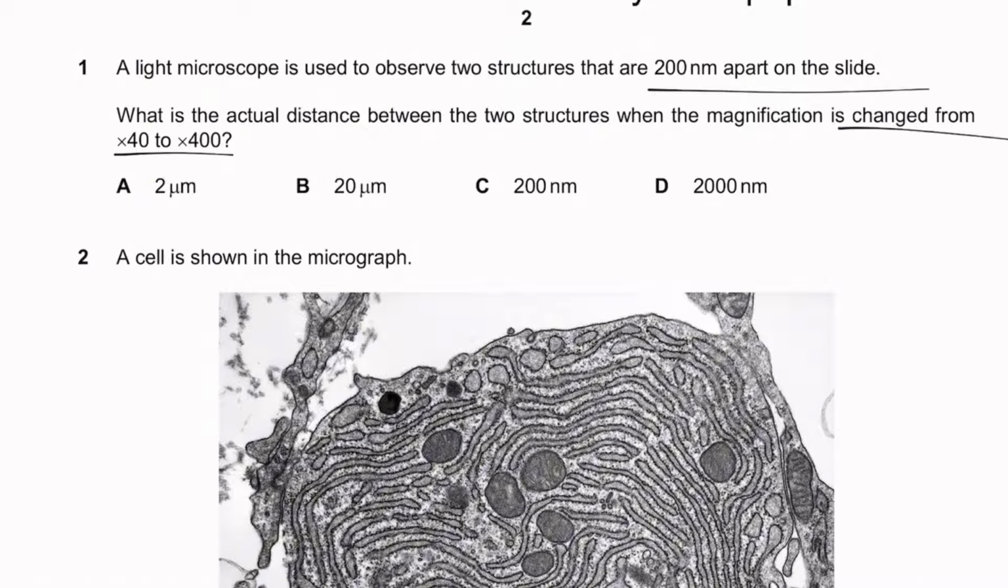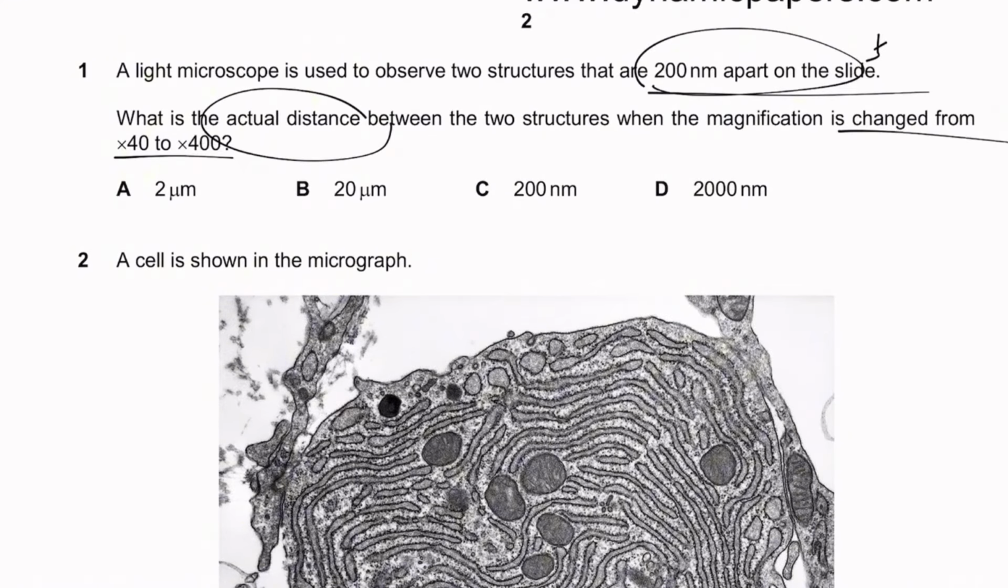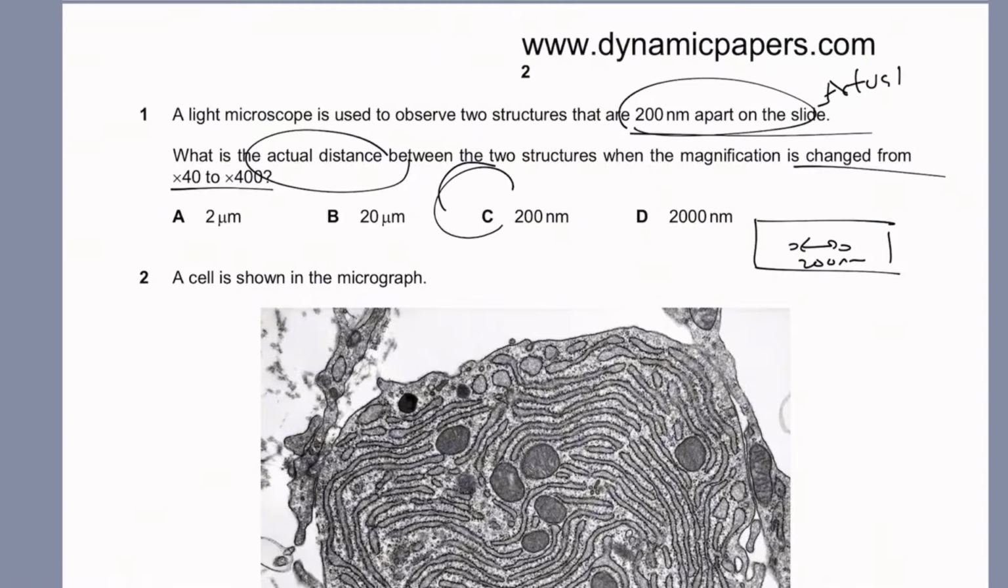Okay, he's looking for the actual length, and he gave you that the two structures are 200 nanometers apart on the slide. So he gave you the actual length, because he said that they are 200 nanometers apart on the slide. So the real distance between them on the slide is 200 nanometers. Now he's looking for the actual distance when the magnification is changed, and actually, heads up, actual length does not change with magnification. It's the image length that changes, and therefore the actual length remains 200.